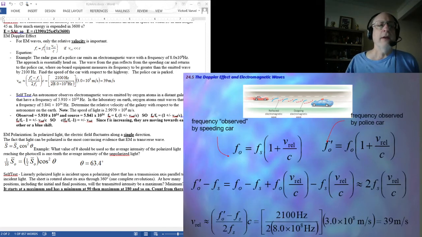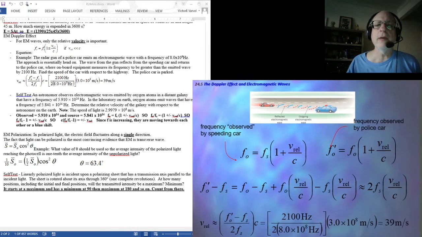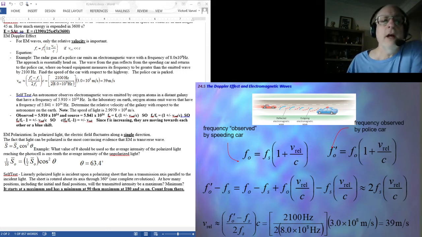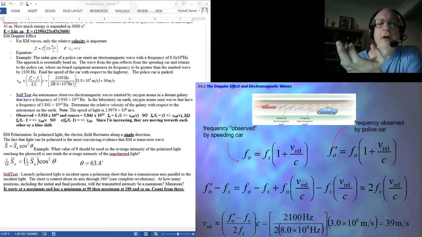Another example where this works and where this is useful, and here we'll go to the review guide. So I'm going to resize this a little bit so I can get all of this in there. Let's say that we have an astronomer and he observes electromagnetic waves emitted by oxygen atoms in a distant galaxy. And those oxygen atoms have a frequency of 5.91 times 10 to the 14th hertz. That becomes the observed frequency. That's the frequency that I perceive those atoms to be giving off.